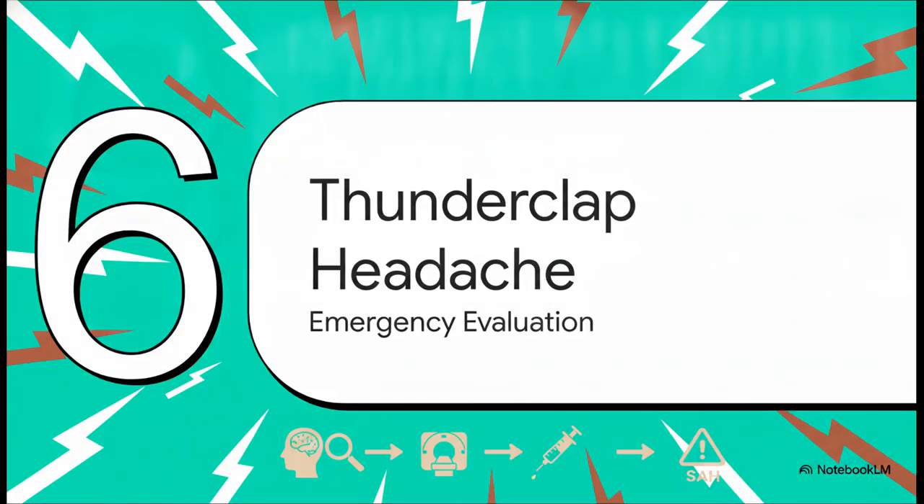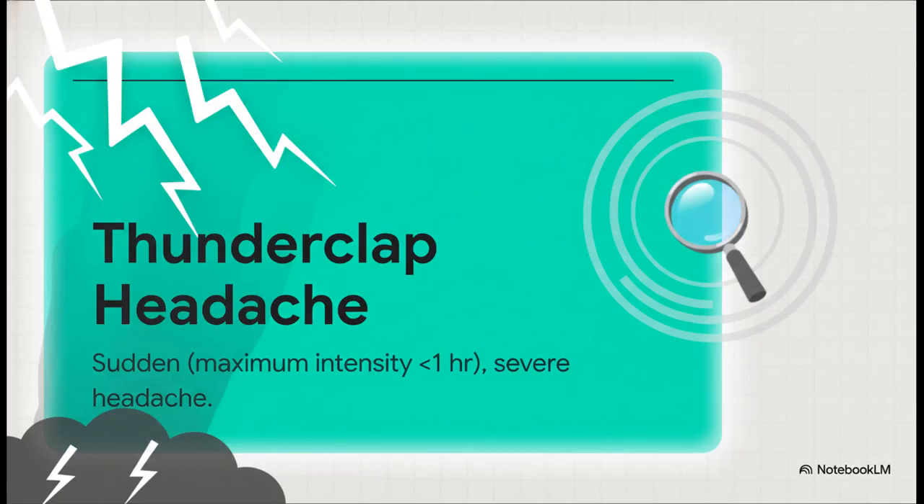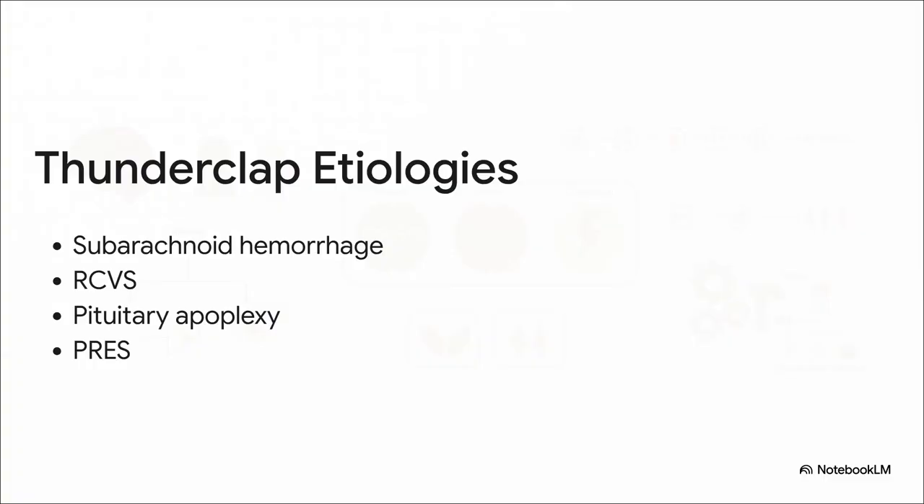Finally, Section 6, Thunderclap Headache Evaluation. The strict diagnostic criterion for a thunderclap headache is sudden and severe pain that reaches its absolute maximum intensity within 60 minutes. Often, patients will describe it as reaching peak intensity almost instantly, quite literally like being struck by lightning. Now, a ruptured aneurysm causing a subarachnoid hemorrhage, along with reversible cerebral vasoconstriction syndrome, or RCVS, are your most common culprits. But your differential absolutely must remain broad here.